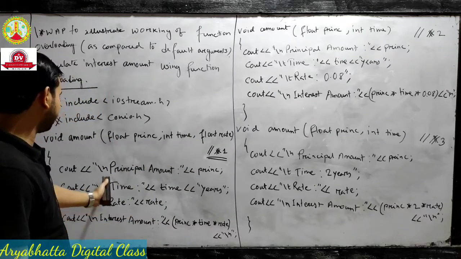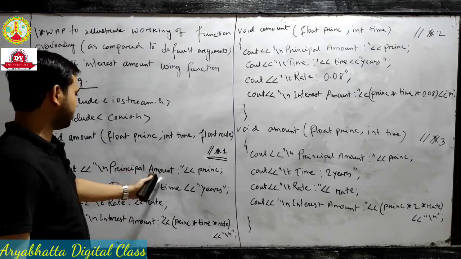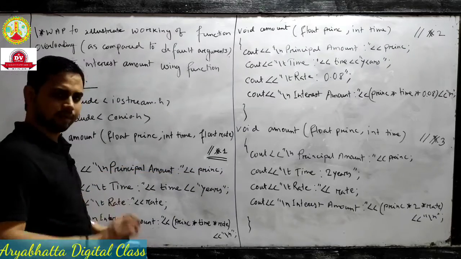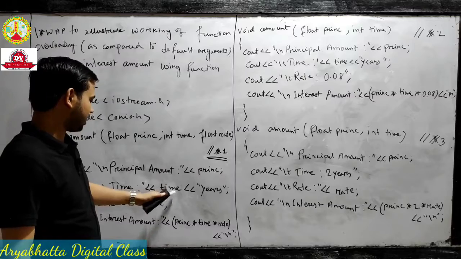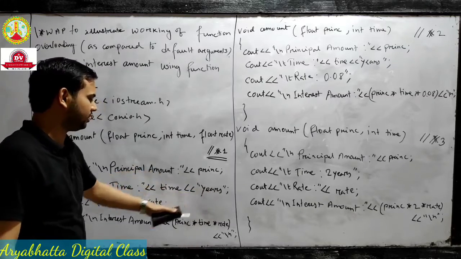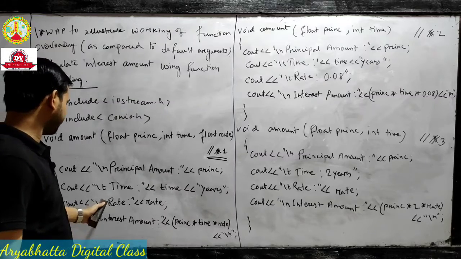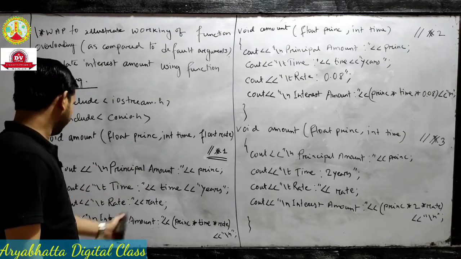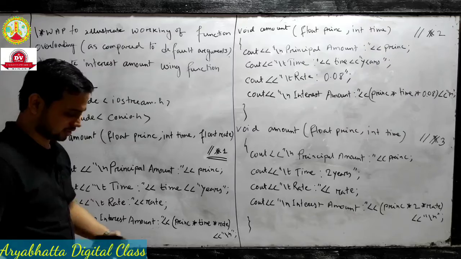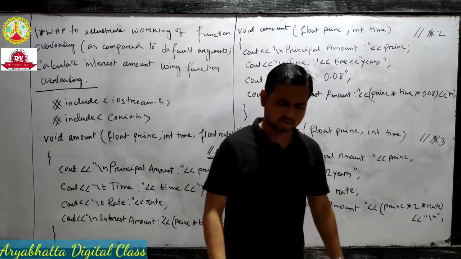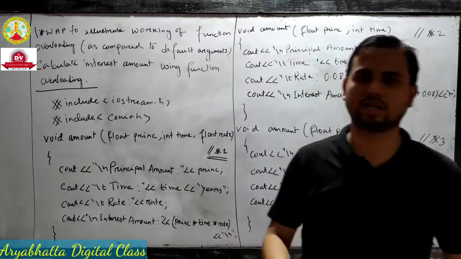And this is the input statement. \n principal amount, and \t means tab step, then time in years. This is for the unit; the time unit is years. Then \t rate, and the last one is interest amount. And what is simple interest? You already learned this in school mathematics: simple interest is principal into rate into time.